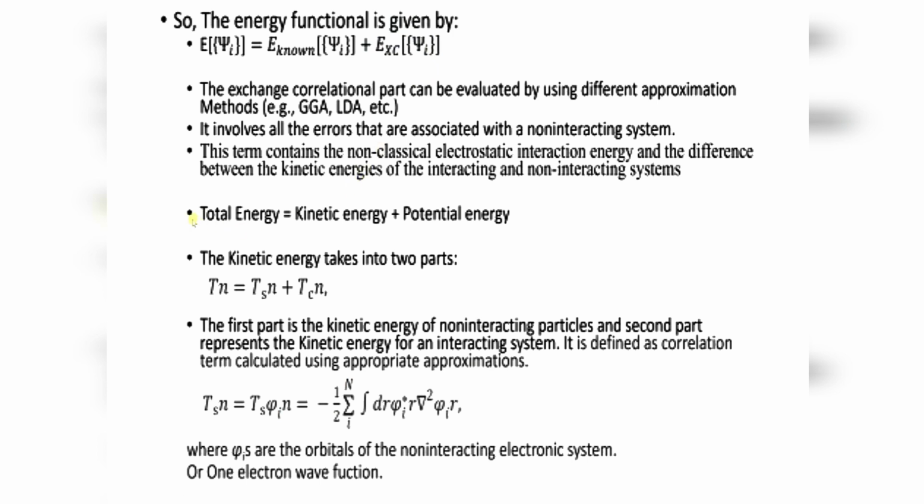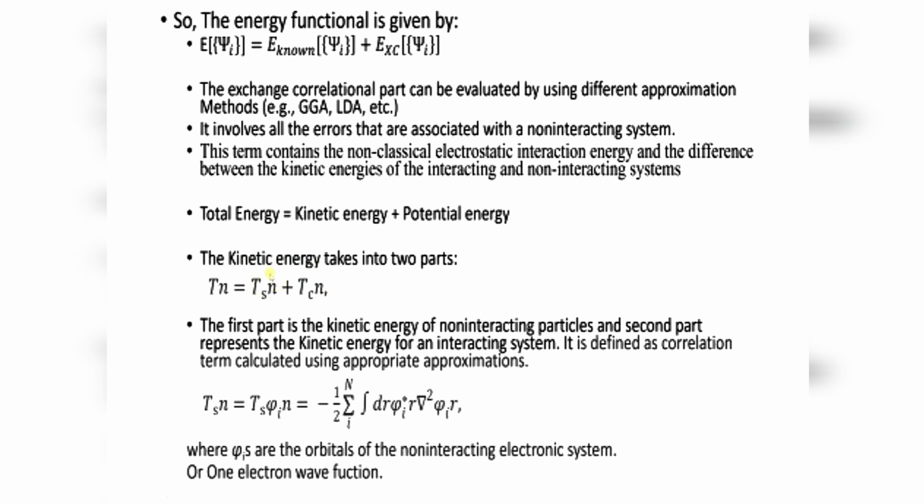So if we move on towards the total energy, you know that the total energy of a system can be represented by the sum of kinetic energy and potential energy. The kinetic energy can be taken into two parts. And what are these two parts? These two parts are TSN and TCN. The first part, TSN, is the kinetic energy of non-interacting particles. The second part represents the kinetic energy of the interacting system, and so it is also known as the correlation term. As you know, the correlation terms are calculated by using approximation methods, so this part, TCN, is calculated by using approximation methods.